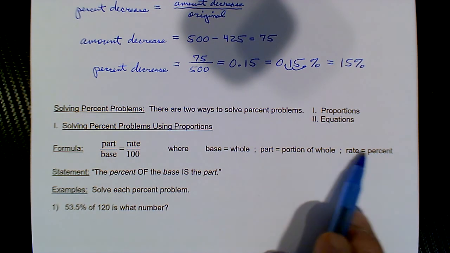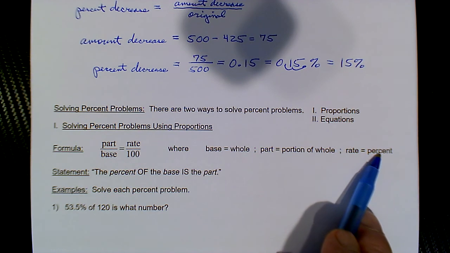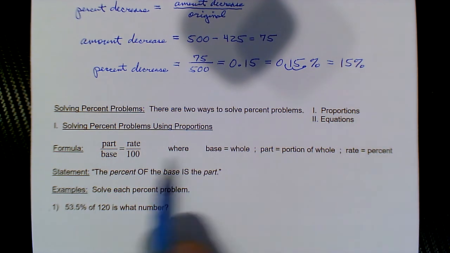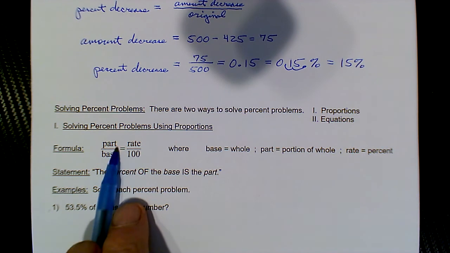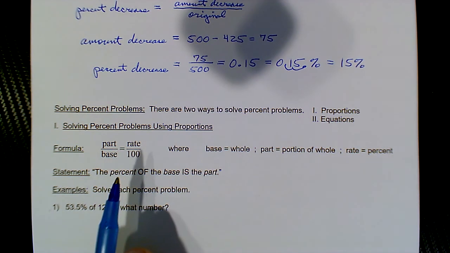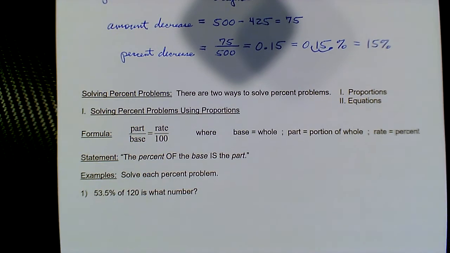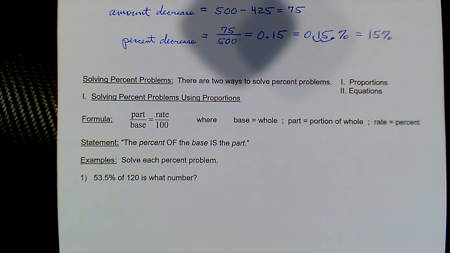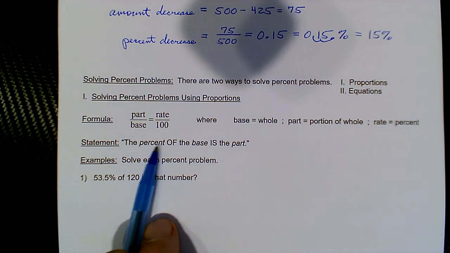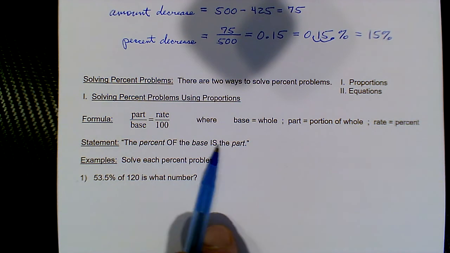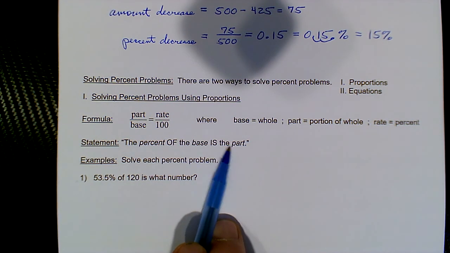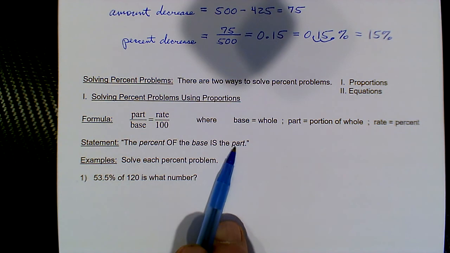So the rate is easy to find. It's easy to identify in a problem because it's the percentage. It's either going to be given or you'll have to find it. And one thing you can guarantee is that in this equation there are 3 things that are unknown, but 2 of them will always be known, and you'll be asked to find the 3rd. And one statement I would like you to consider that will help you solve these problems is the fact that it is the percent of the base that is the part. So we're taking the percentage of the whole to give us that portion.